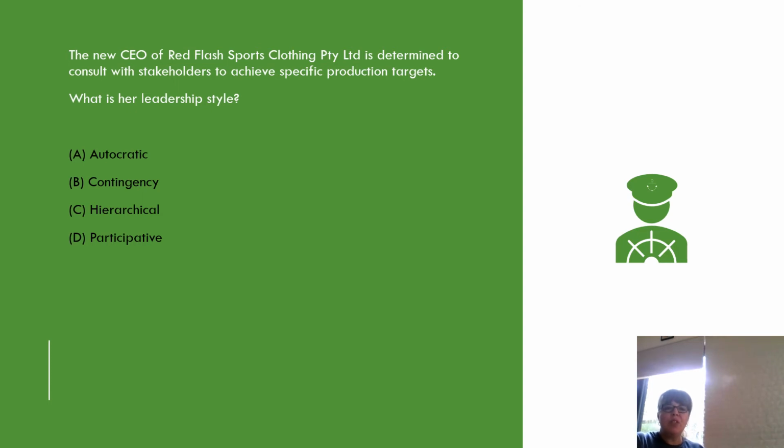Okay, the new CEO of Red Flash Sports Clothing Proprietary Limited is determined to consult with stakeholders to achieve specific production targets. What is her leadership style? Autocratic, contingency, hierarchical, or participative? Let's see, what is it? She's determined to consult with stakeholders. Now, stakeholders, as you remember, is a wide and varied group. So would an autocrat care what anybody else wanted? Contingency, that is being able to change if things change. This is about specific production targets, so it doesn't feel like it's that. Hierarchical, that is where you have a very top-down management style where the boss is at the top and they tell the next person down what to do, and then they tell it down, and then they tell it down. So again, not very consultative. So the answer is D, participative.